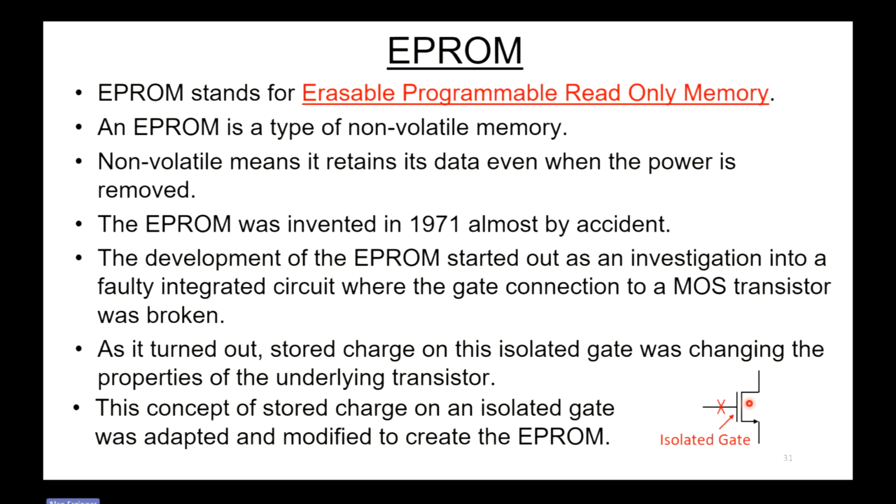So the original EPROM was invented way back in 1971, almost by accident. The development of the EPROM started out as an investigation into a faulty integrated circuit where the gate connection to a MOS transistor was broken, kind of like what I show down in the lower right corner here. As it turns out, the stored charge on this isolated gate was changing the properties of the underlying transistor. This concept of stored charge on an isolated gate was adapted and modified to create the EPROM.